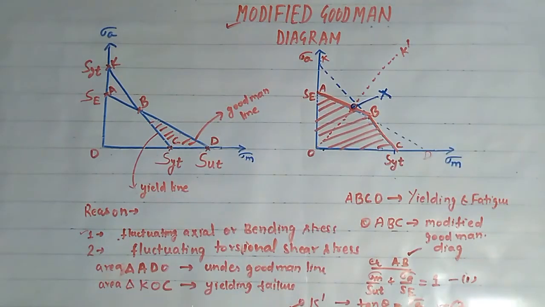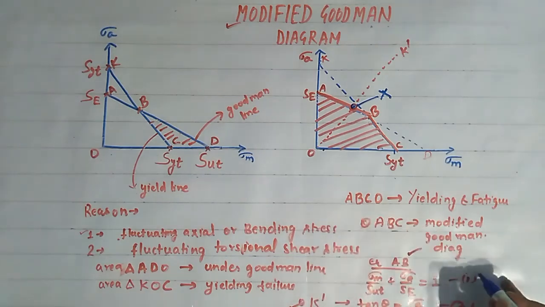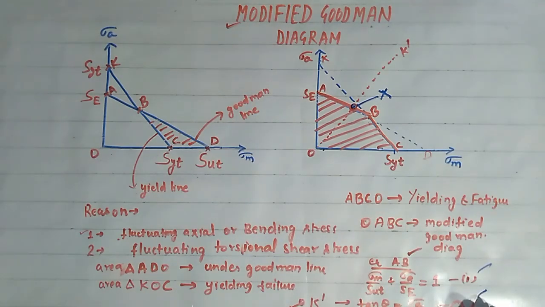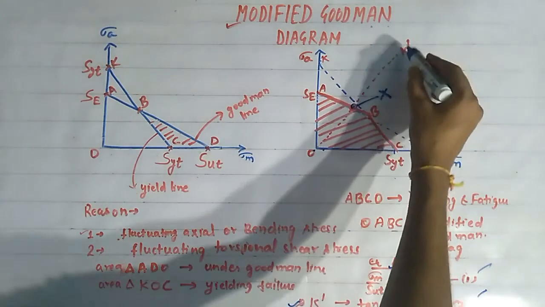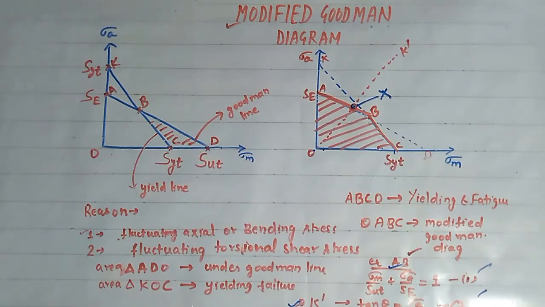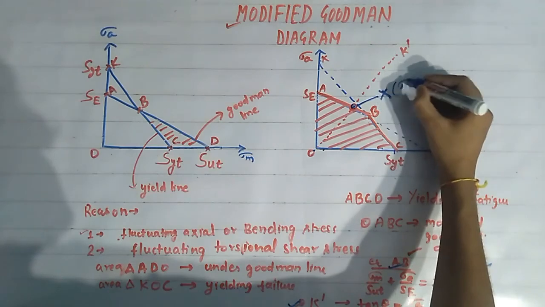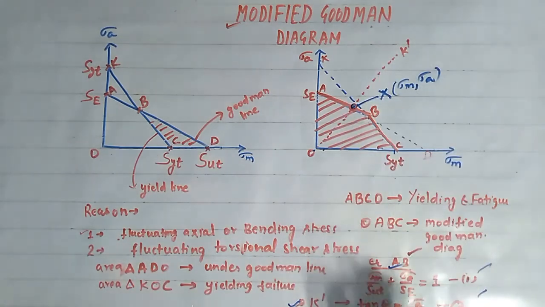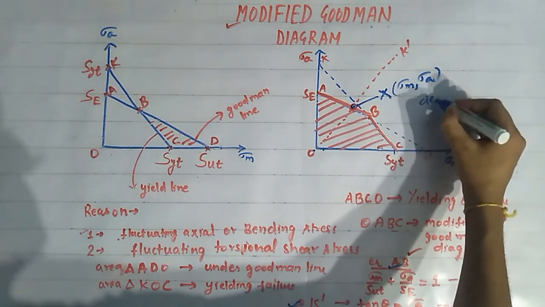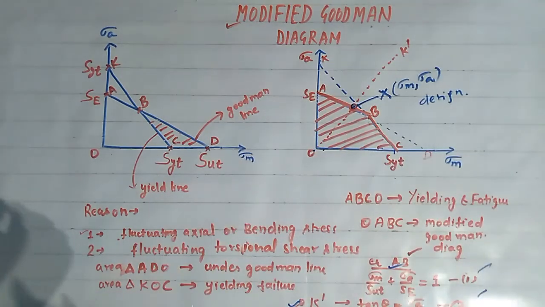And these two equations are used for design. The intersection of OK with AB will give us the values of sigma m and sigma a for design. So this is how we will approach the problems which are based on the modified Goodman diagram. So this was all for today's topic.